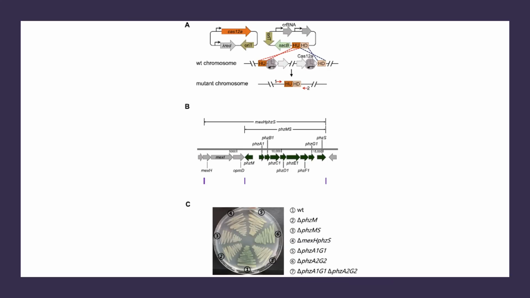So for this figure, portion A shows the schematic of the large DNA fragment deletion using the 2 plasmid system. Portion B demonstrates the genetic map of the target gene clusters for deletion, which were PHZMS and MEXPHZS, and the purple bars mark the selected target sites. And then portion C shows the pyocyanin synthesis phenotypes. We can see that all the mutants except for delta PHCA2G2 produced yellow colonies, where normal pyocyanin production results in a blue-green color, and we can see that in the wild-type streak, which is number 1.